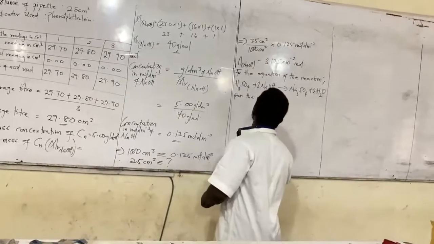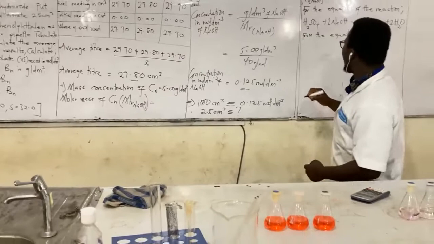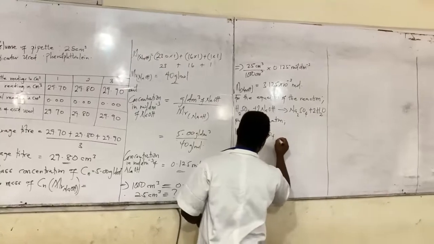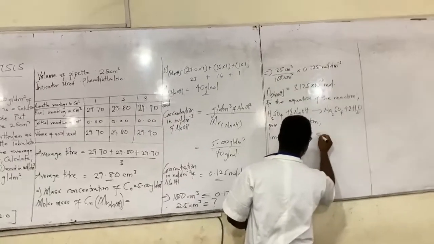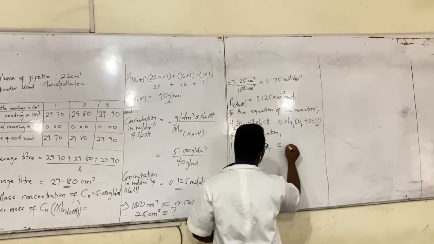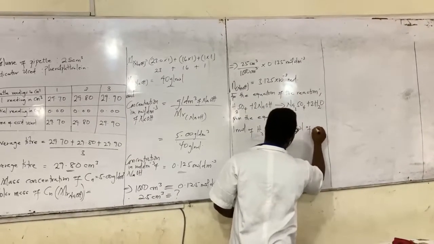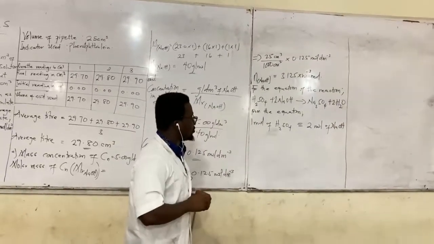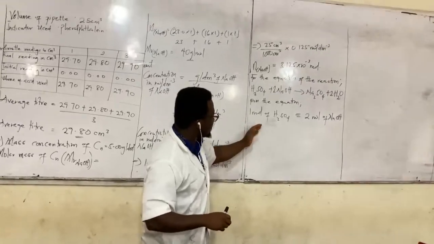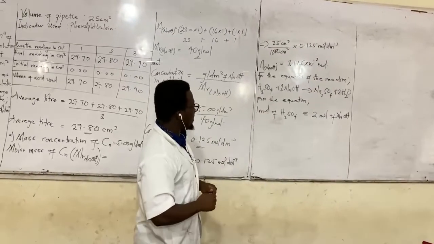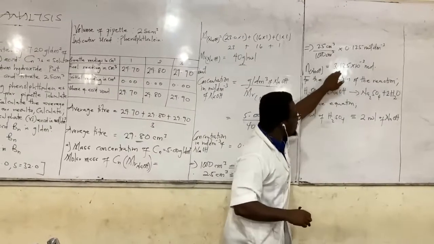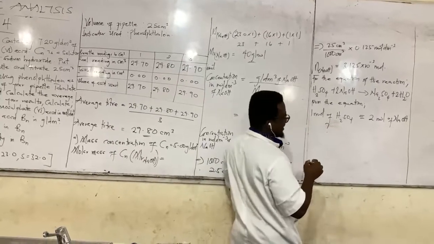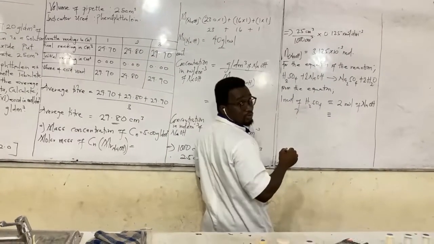So from the equation, we can see that 1 mole of H2SO4 was equivalent to 2 moles of NaOH. So 1 mole of the acid reacted with what? 2 moles of the base. Now we have moles of the base, and you know moles of the base. So what will be the moles of the acid? We don't know. That one is question mark.